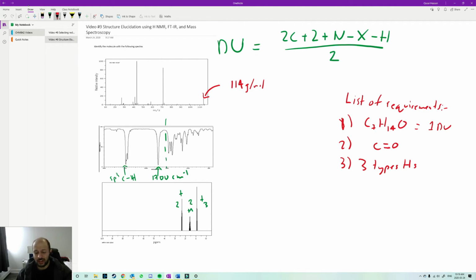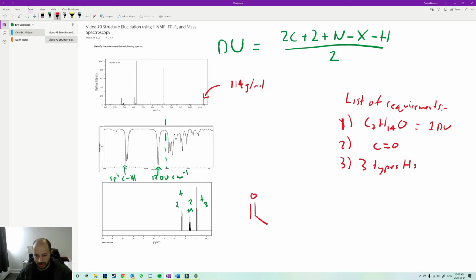Okay, so 3 types of hydrogens means that there's going to be some symmetry in the compound. There's going to be some carbons that are equivalent, right? So I'm gonna start here. I know for sure I have this, right? I usually don't draw the carbon, and I don't like it when students draw the carbon, right? That's kind of implicit.